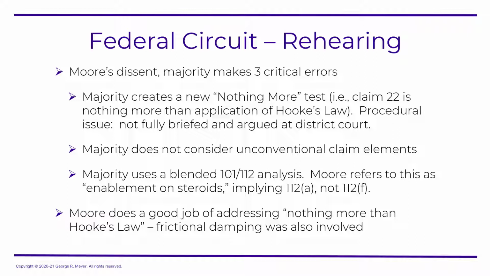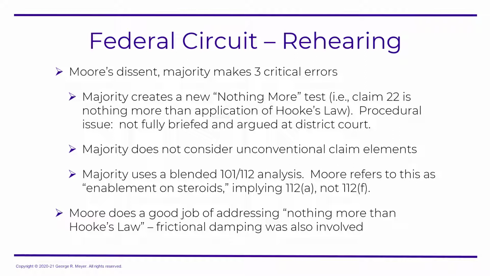Well, there's a procedural issue. This was not fully briefed and argued at the district court, that Claim 22 is nothing more than Hooke's law. The majority does not consider unconventional claim elements. And lastly, and this is the biggest problem that everybody's spotting, the majority uses a blended 101-112 analysis. Now, Judge Moore refers to this as enablement on steroids, and that implies 112A, not 112F, because 112A has enablement as a requirement. 112F is means plus function, step plus function.